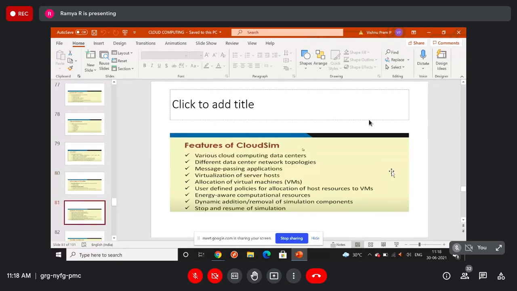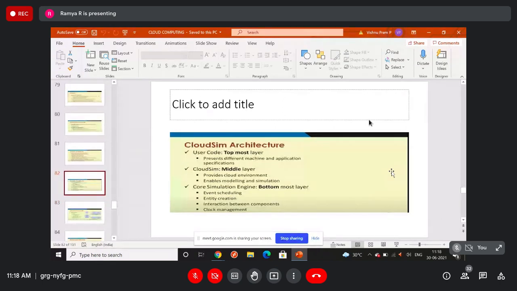Next, this is the CloudSim architecture. It has 3 layers: the topmost layer, the middle layer, and the bottommost layer. The topmost layer is the user code, the middle layer is CloudSim, and the bottommost layer is the core simulation engine. You just do not need to write all these things in the exam. This is for the sake of understanding. That's it.